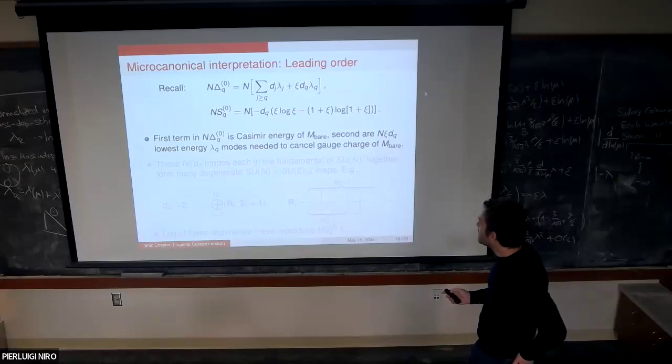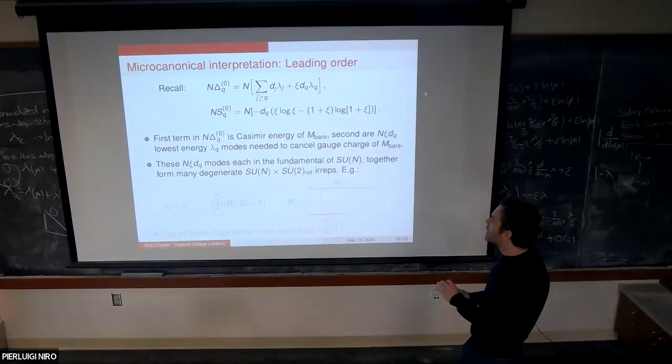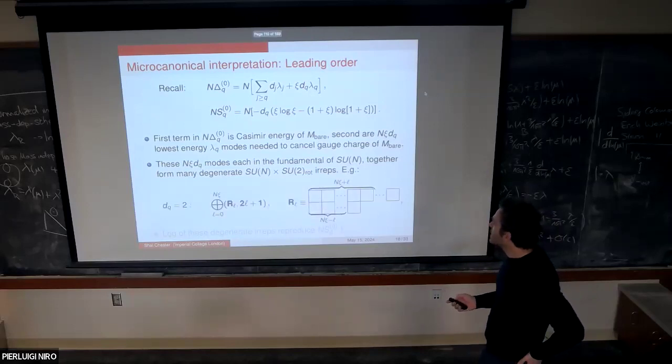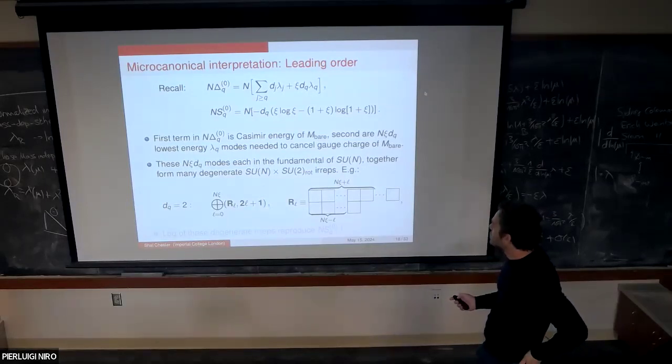For the entropy, it turns out that this is the entropy of every possible way of contracting the indices of these modes that you have dressed the vacuum with. Because the point is that to kill the gauge charge, any combination of modes works. You just have to have that number of modes. So to give an example, imagine the case of SUN cross SU2. So this works specifically when DQ equals 2.